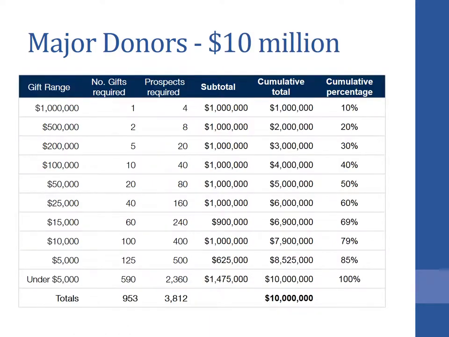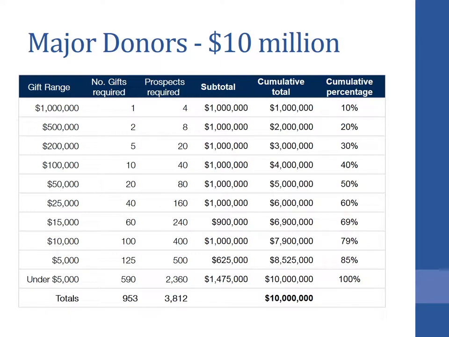So let's talk a little bit about the importance of major donors. This is a gift chart. Often we call it a gift table. In this example, we're looking at a $10 million campaign. The numbers would be scaled up or down depending on the size of your campaign. Starting at the first row, what this table indicates is that a $10 million campaign will need a $1 million lead gift in order to be successful.